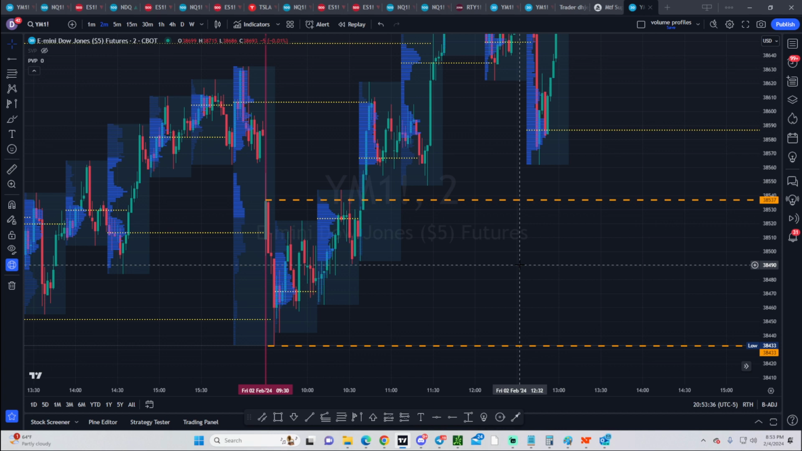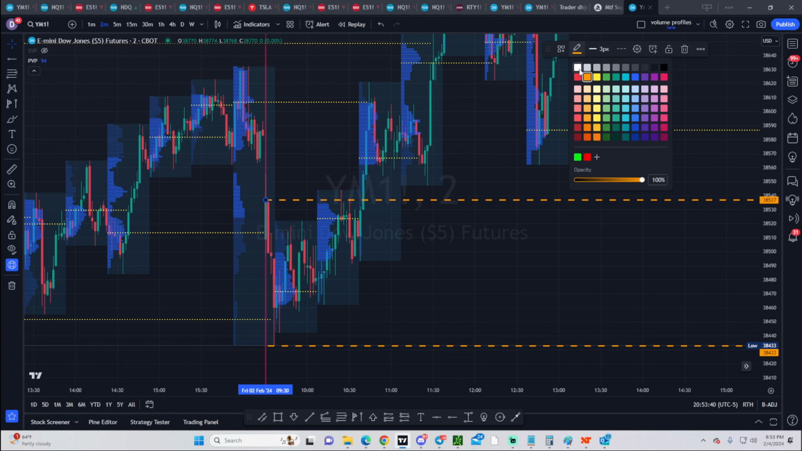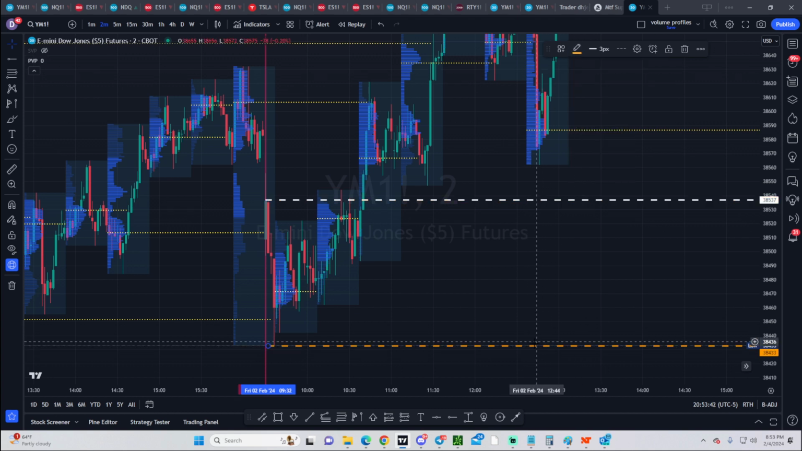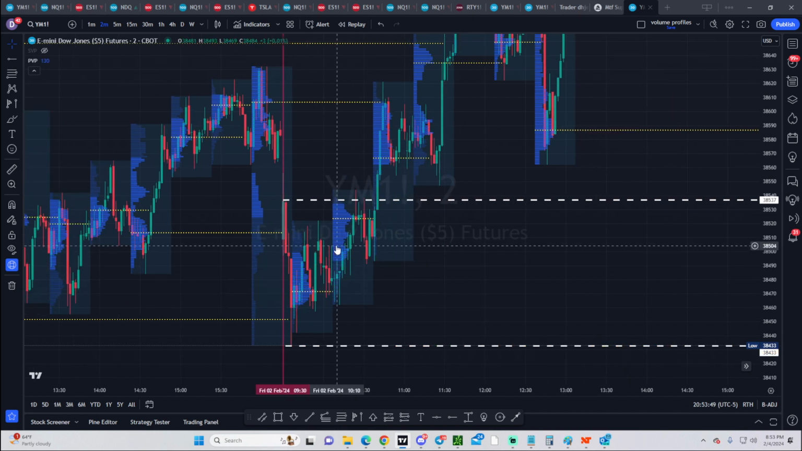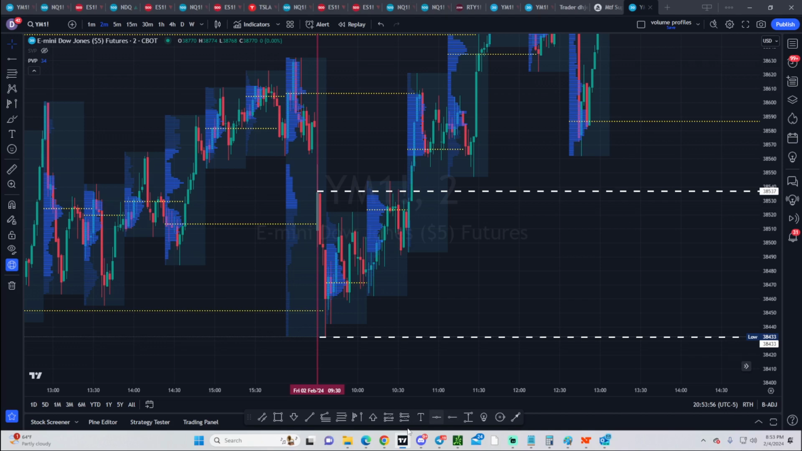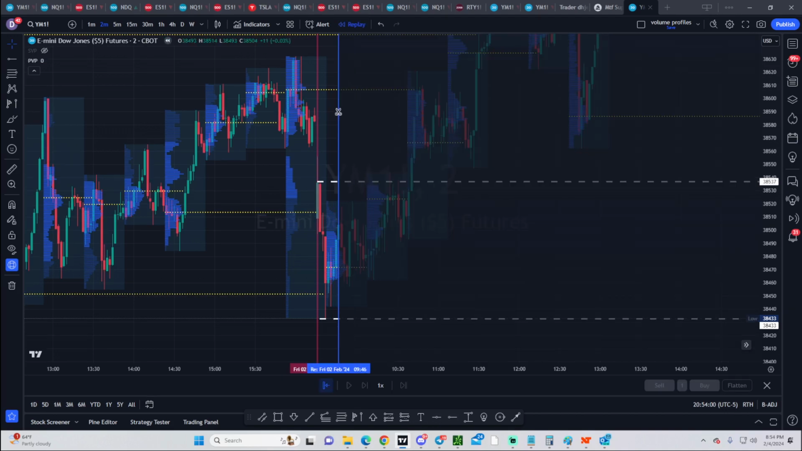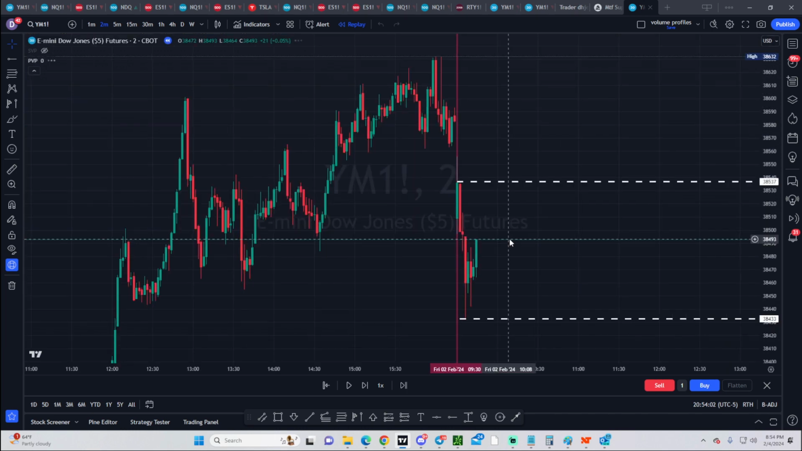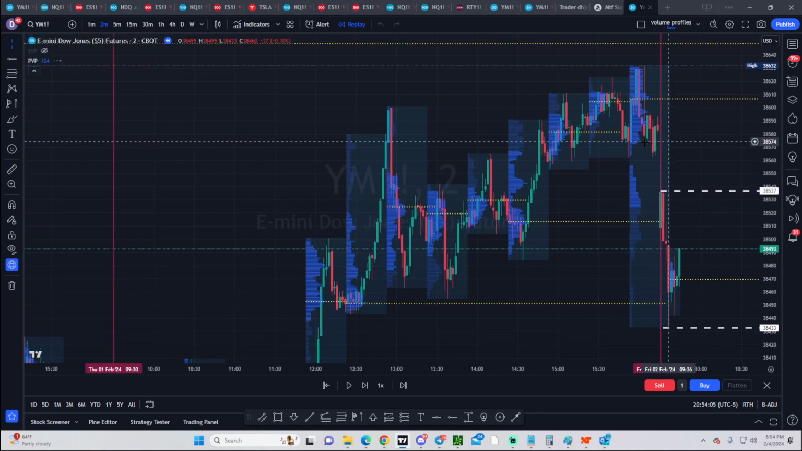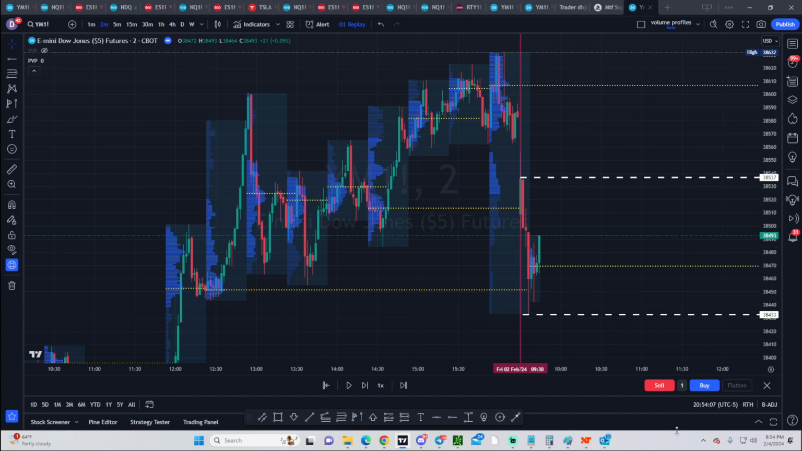What we're going to discuss here in this particular scenario: this is the range. So we're going to paint this white, and then we're going to talk about the period that is here. This is the first period, period A. What I'm going to do is play back to here, so you can see what happens as the candles are being developed.